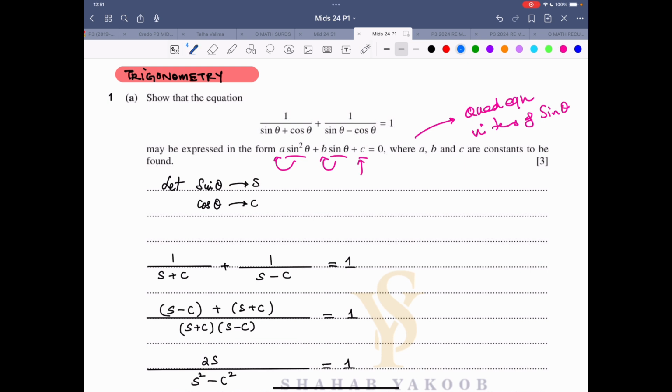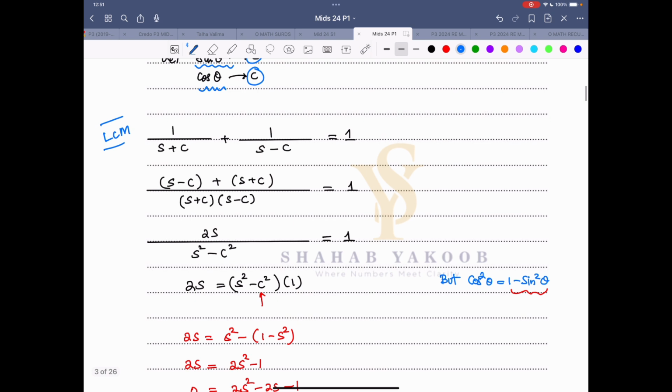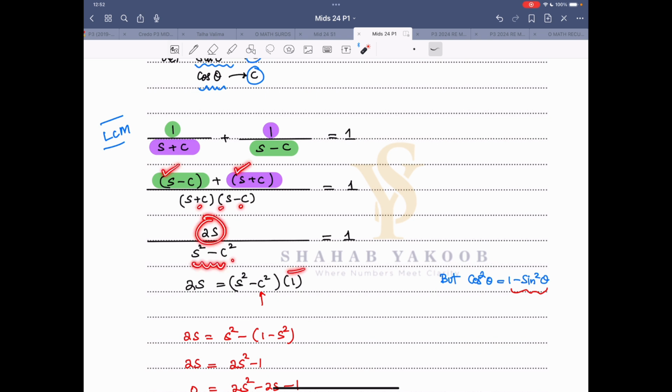Now the very first thing that I do is I denote sine theta by the symbol S, and cosine theta by the symbol C. On the left hand side we have to take LCM, so that is naturally the first step. This thing goes up and multiplies with this one, and over here this thing goes up and multiplies with this one. When you add the terms, the C and the C cancel out, the S and the S add up, that is 2S. S plus C, S minus C, that's S squared minus C squared, cross multiply.